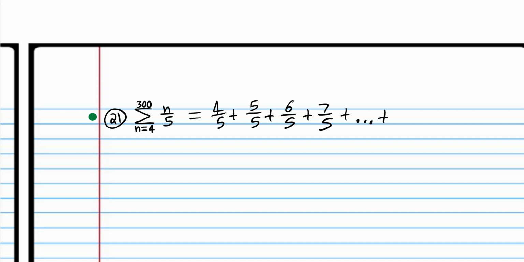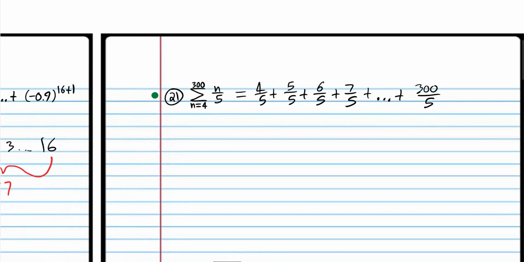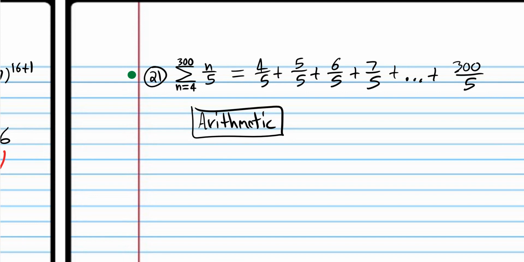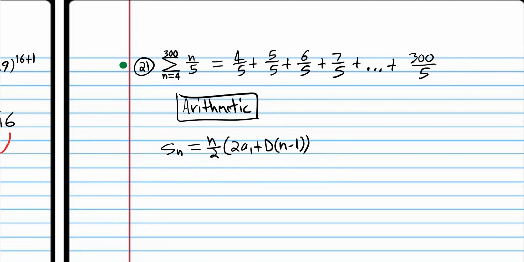So we have to write the last term, which is 300 over 5. So this looks like an arithmetic sequence where we are adding 1/5 each time. So we're going to use our formula for the sum of the first n terms of an arithmetic sequence. The question is, what is n?